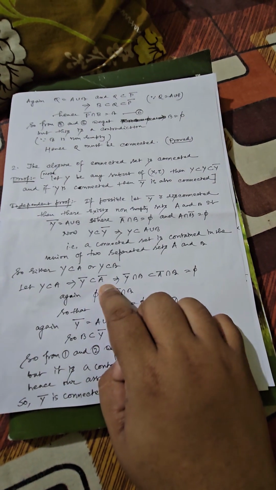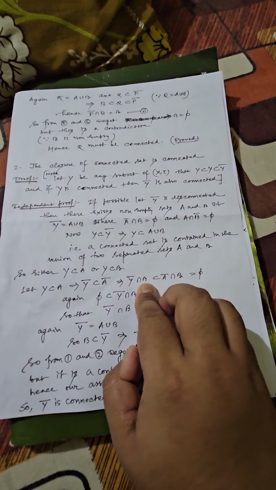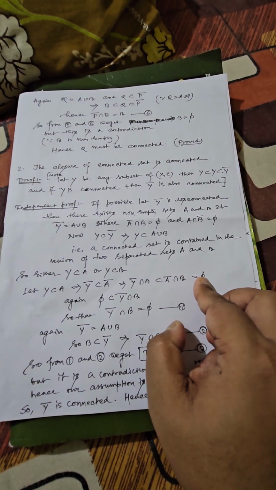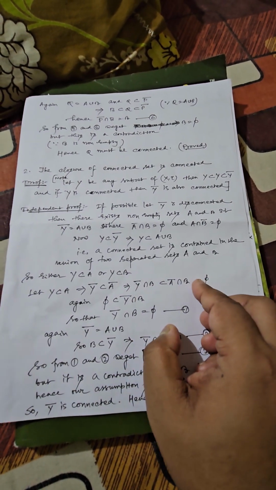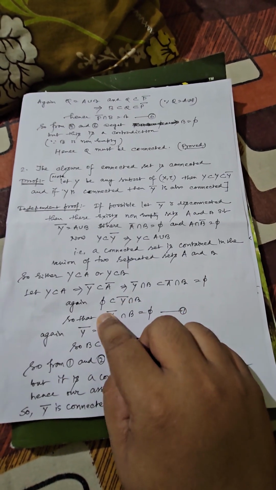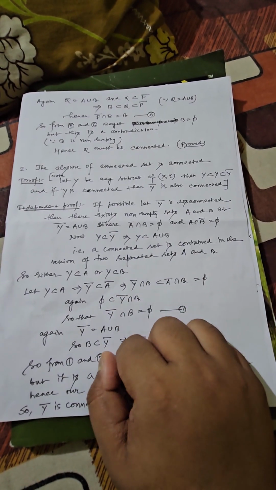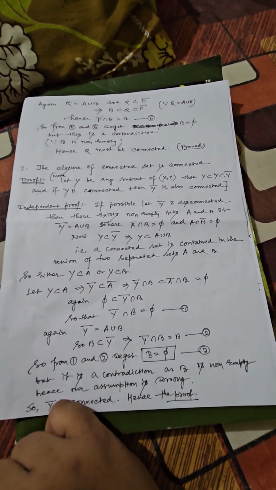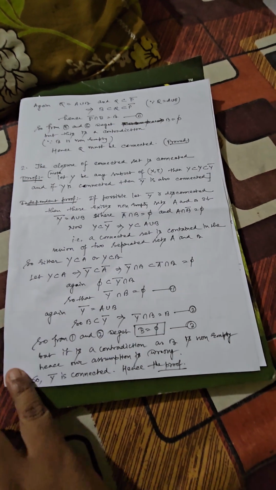So y bar is a subset of A bar. Just take intersection with B on either side. Then A bar intersection B is equal to phi. So y bar intersection B is also equal to phi. Because the null set is a subset of everything, phi is also contained in y bar intersection B. So just combine these two, then you will get y bar intersection B should be equal to phi. This is equation 1.